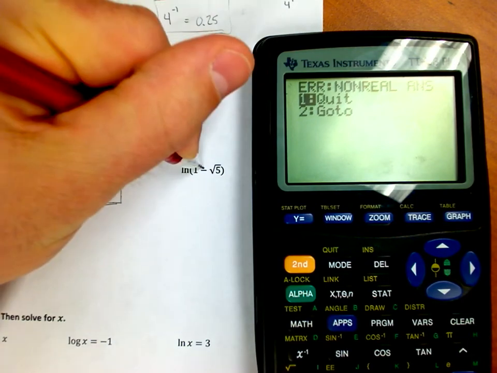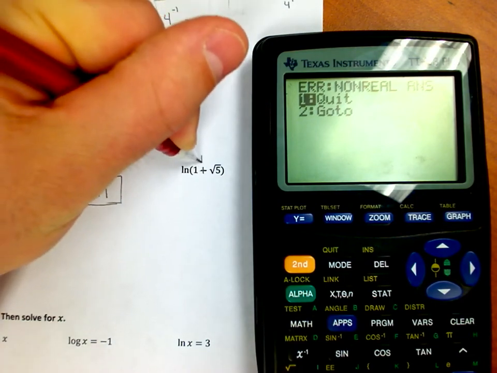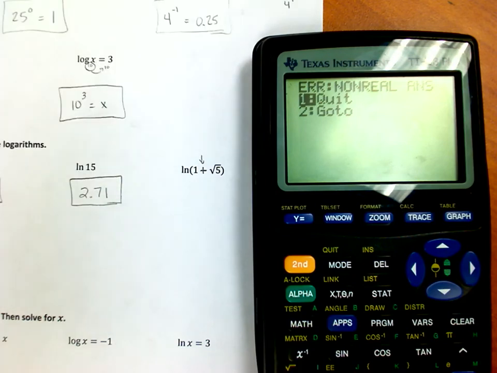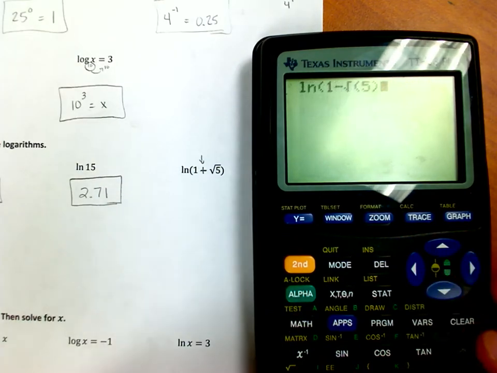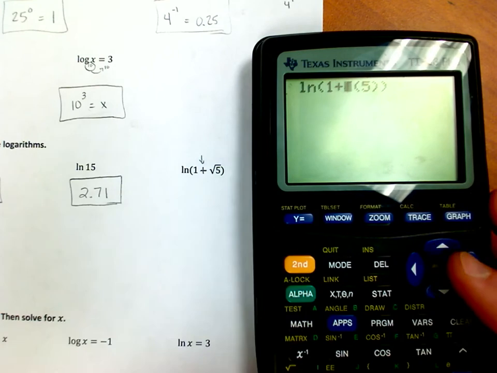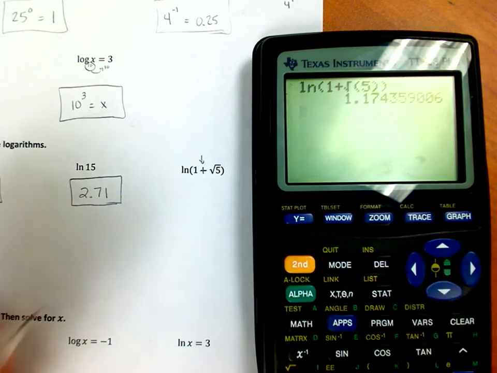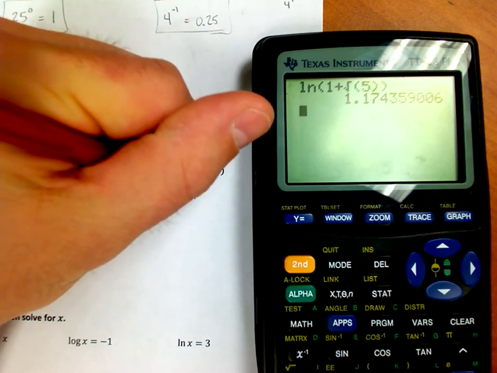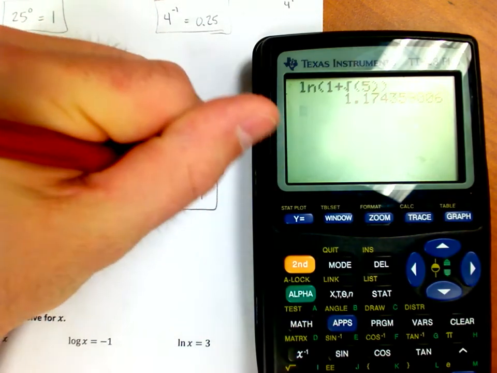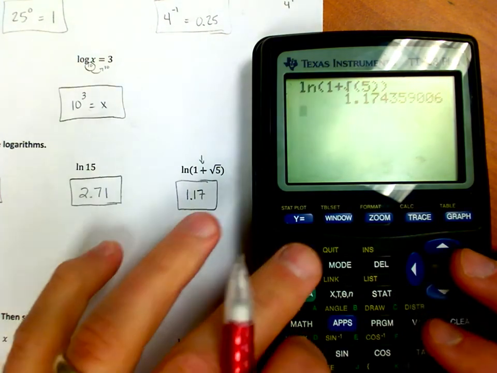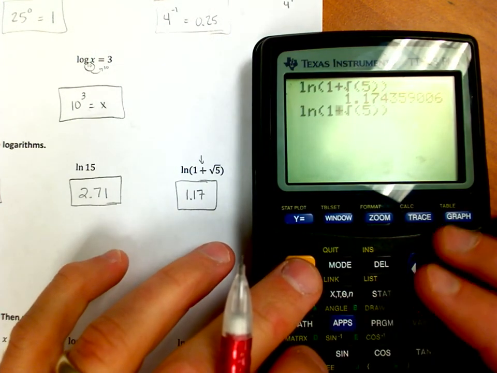You know what, let's do 1 plus the square root of 5. You're going to find out later that the statement inside here cannot be negative. So let's go to that. That's just a dumb example on my part. Let's do 1 plus the square root of 5, and we get the answer of 1.17.